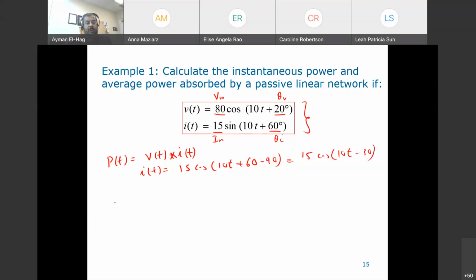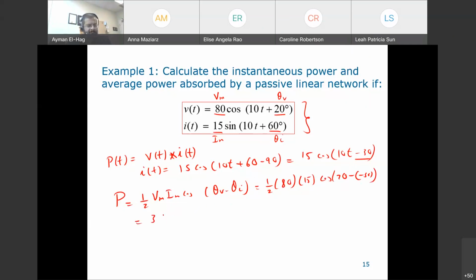Now we are set. So if you want to find the average power, P average is equal to 1/2 Vm Im cosine(theta V minus theta I), which is equal to 1/2 times Vm is 80, Im is 15, cosine of theta V, which is 20, minus theta I, which is 30, so it is minus 30. If you multiply this, you get 385.7 watts. So this is your average power.